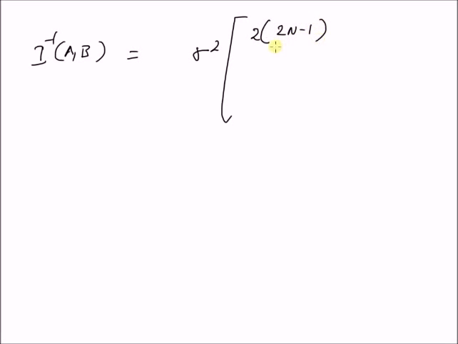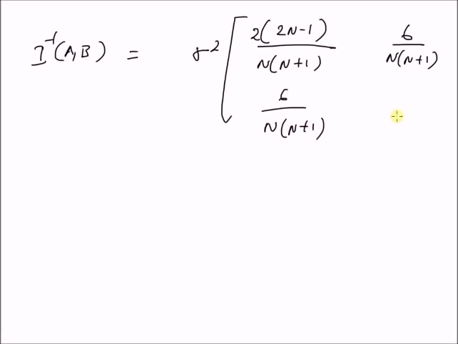Now upon simplification, this term clearly becomes I inverse of (a, b), that is the inverse of the Fisher information matrix, which becomes sigma square multiplied by 2 times (2n minus 1) over n into (n plus 1). That is the first term. And the second one is 6 by n into (n plus 1). And so is the third term, 6 by n into (n plus 1). And the last one is 12 upon n into (n square minus 1).